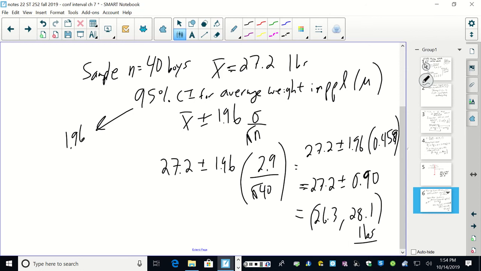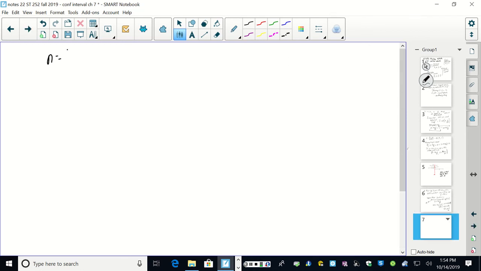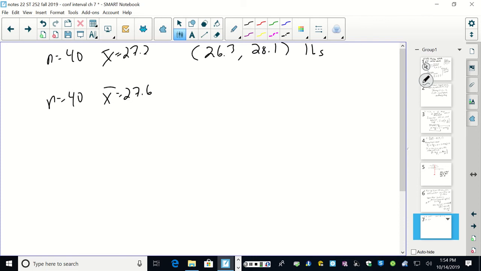But any questions? So how does the interval change? If we have n equals 40, and x bar 27.2, we got 26.3 up to 28.1 pounds. What if instead we had a different sample and we got 27.6?